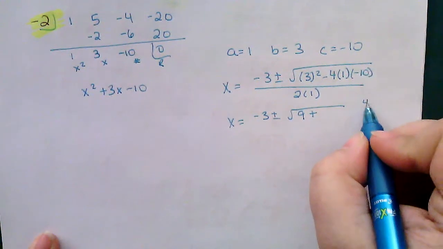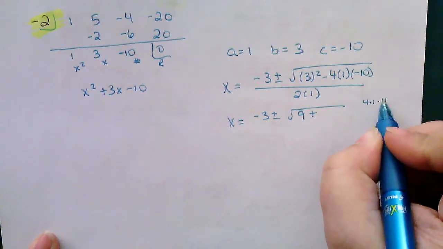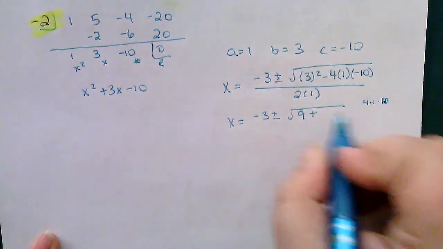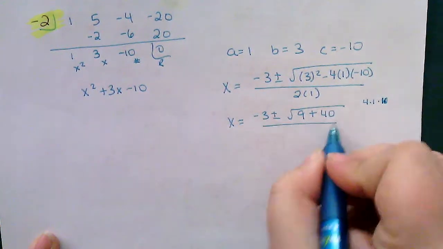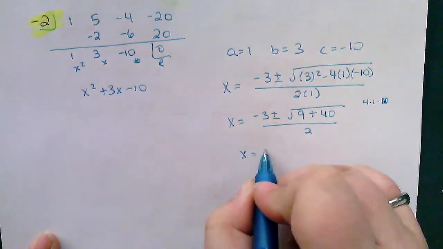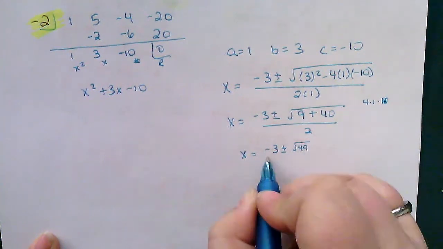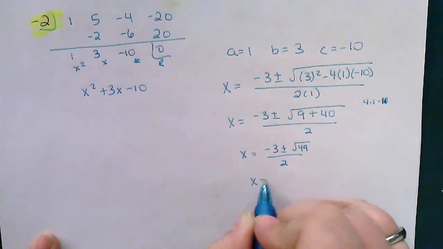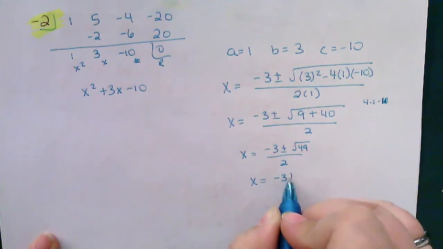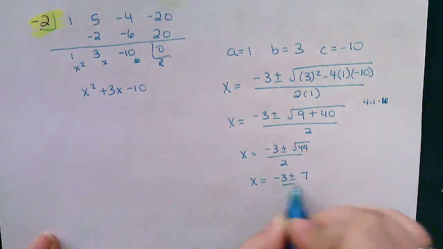So now we ignore the negatives and we multiply. 4 times 1 times 10 is 40. So we can add that. 9 plus 40 is 49. And then we take the square root. The square root of 49 is 7.